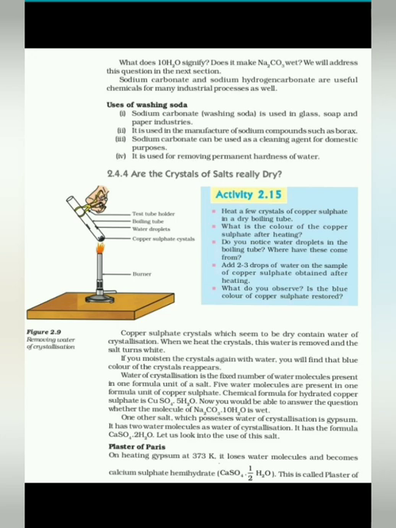See, here are some uses of washing soda. Sodium carbonate, that is washing soda, is used in glass, soap and paper industries. It is used in manufacture of sodium compounds such as borax. Borax is boric powder, which is sodium tetraborate, used to get rid of stains, molds and kill insects like ants and cockroaches. So it is used as an insecticide.